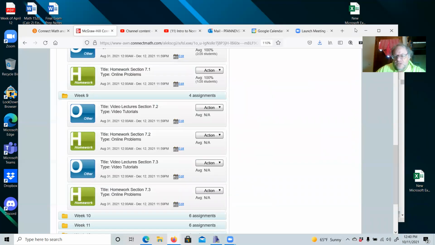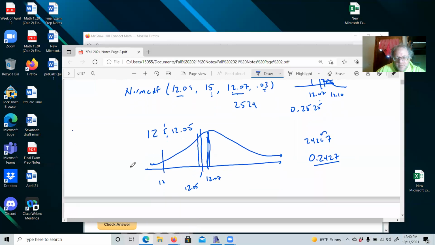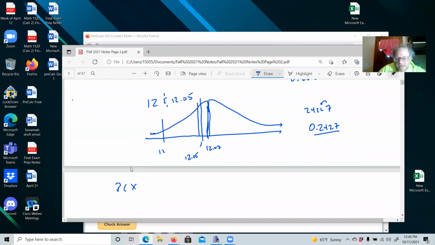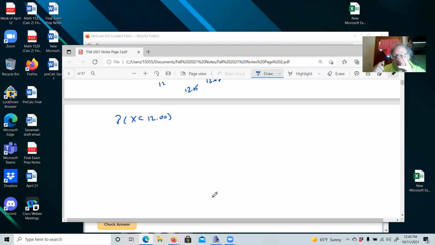So what we want to do is set up a problem like this. We want to say, what's the probability that X is less than 12.0? Okay. So again, norm CDF. We need a low number. We want 12 to be our stopping point. Our average was 12.07 and our standard deviation was 0.03. So we need a low number relative to this one. Why don't we pick 0? Right, that's an easy number to type in.